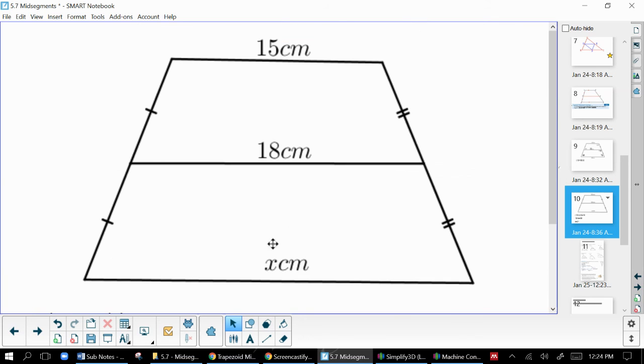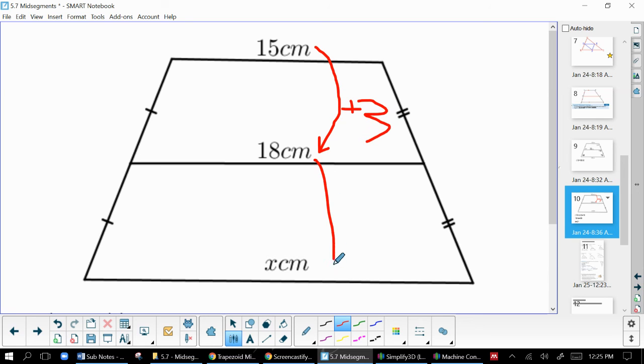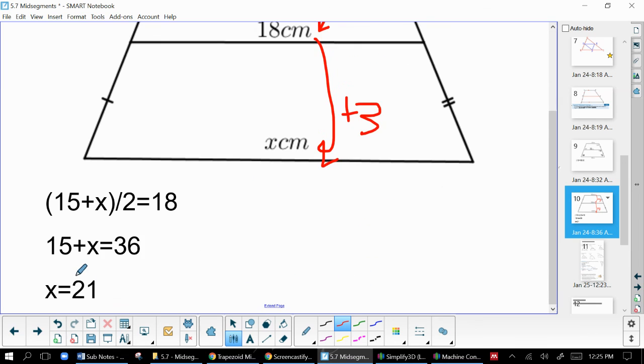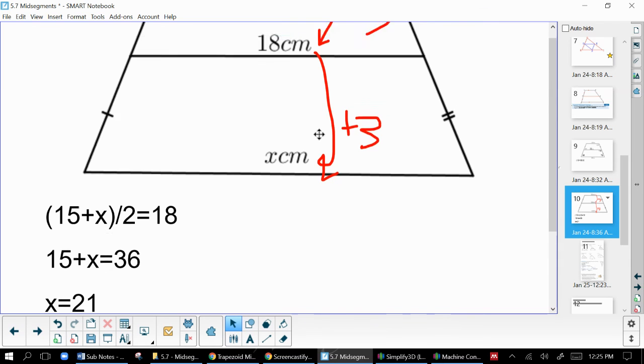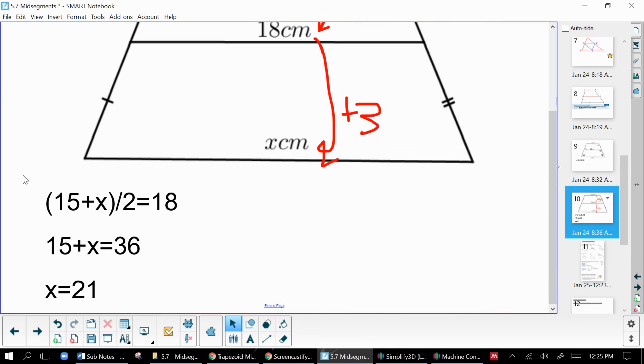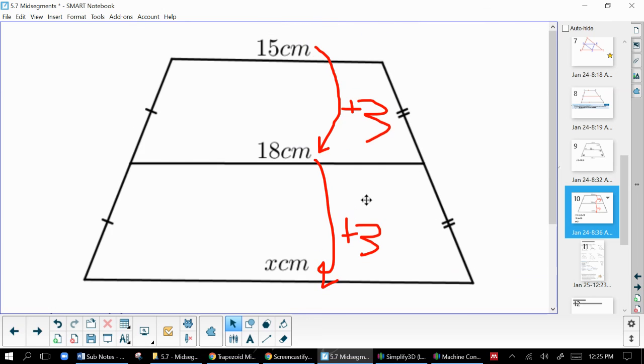Now, most of you are probably not going to do that. There's a little more intuitive way. We know that this is exactly in the middle. So if I look here and say, oh, well, that's just 3 bigger, what do I have to do to get down to there? Well, I'm going to have to add 3. So 18 plus 3 is 21. So most people go with something more like that. But of course, if you wanted to, you could do the algebra.